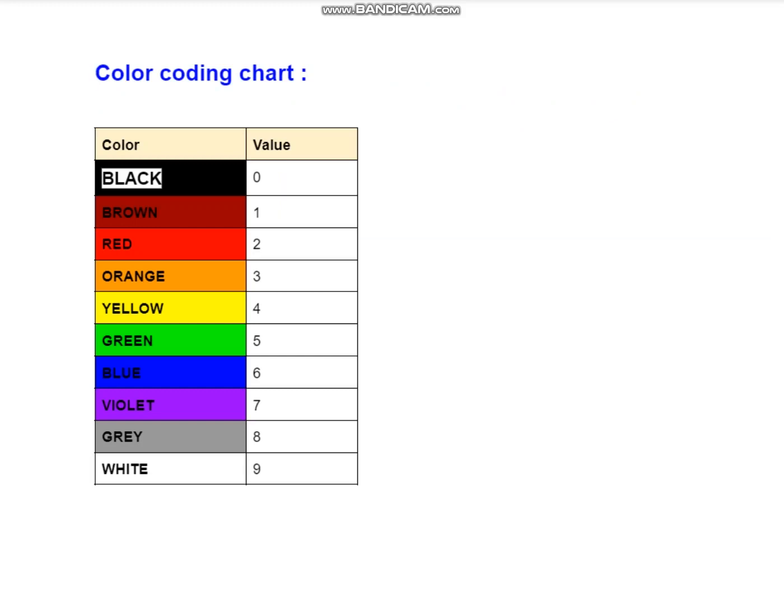So here for the black color, its positional value is 0. For brown, it is 1. For red, it is 2. For orange, it is 3. For yellow, it is 4. For green, it is 5. For blue, it is 6. For violet, it is 7. For grey, it is 8. And for white, it is 9.